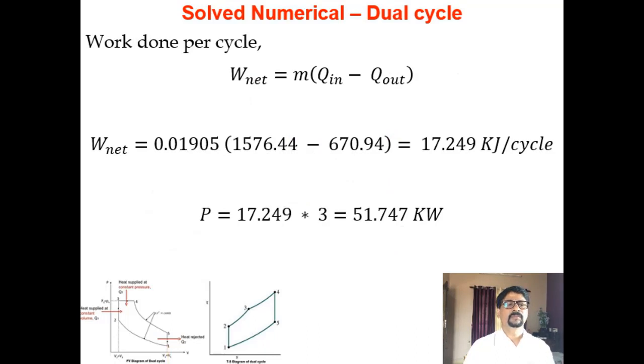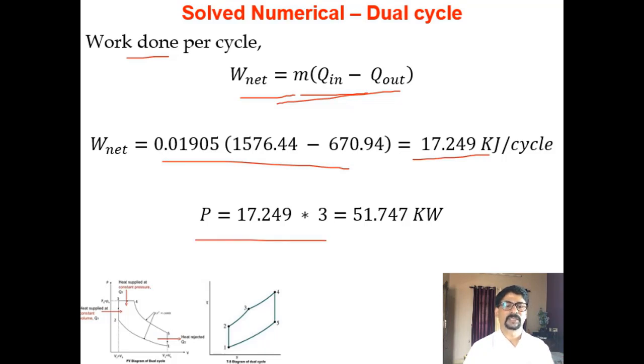Lastly, the power developed is equal to the work done per cycle into the number of cycles per second. The work done per cycle is W net, which is equal to m into Q in minus Q out. So far you calculated Q in and Q out in kilojoules per kg, but it has to be calculated in kilojoules per cycle. Whenever you want to find power, the work should be in kilojoules per cycle. That means you should have the value of m. So you calculate m and multiply it by Q in minus Q out to get W net in kilojoules per cycle. After substitution here, you will get W net as 17.249 kilojoules per cycle and power as 51.747 kilowatt. So this is how you have to approach.